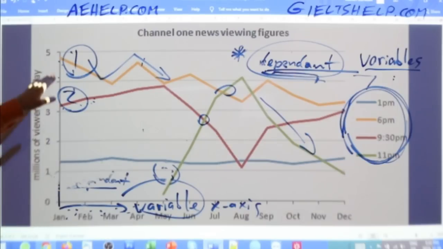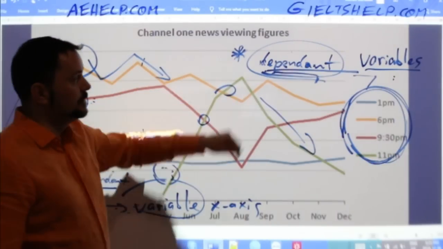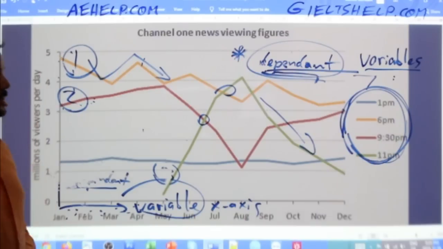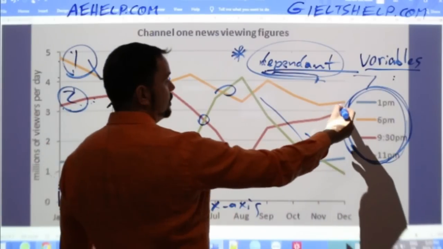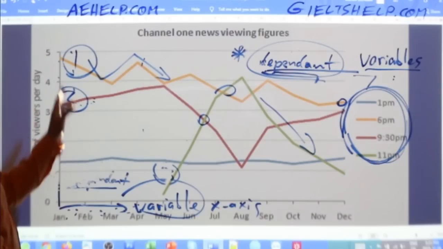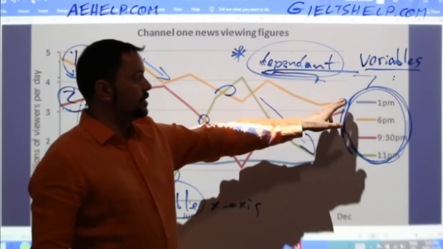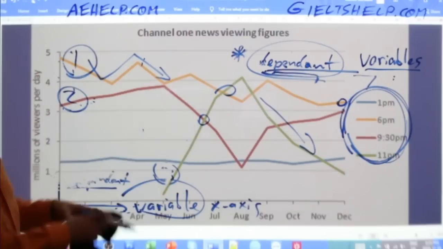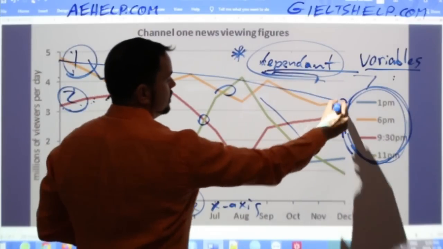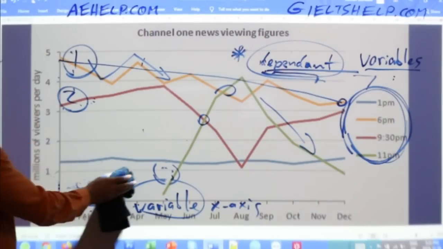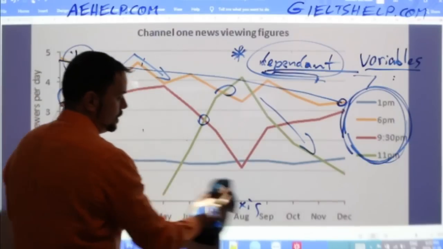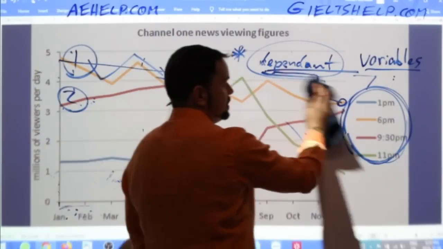In January, it's close to 5 million views daily. And then this trend where you have this up and down, it's called a fluctuation. By December, you have just over 3 million views. Almost 5, just over 3. So there's an overall trend for this line as well. I've given you all the information. You just now need to put that together. All right, so write the 1 or 2 sentences for the 6 o'clock news.